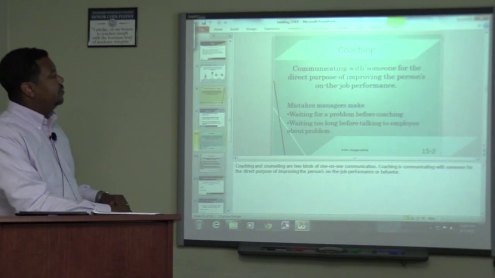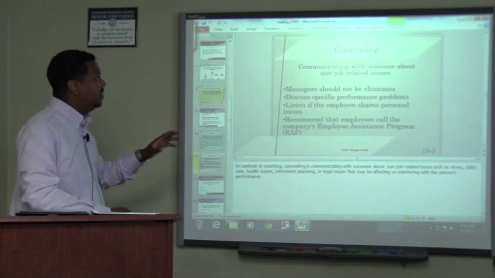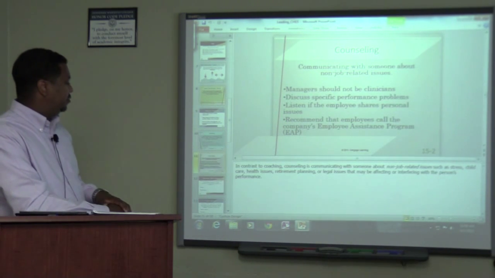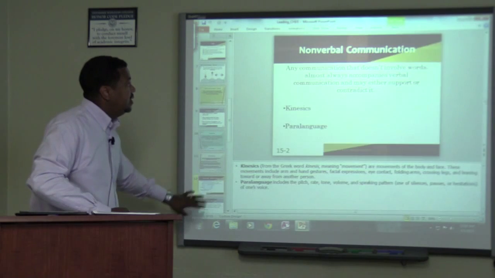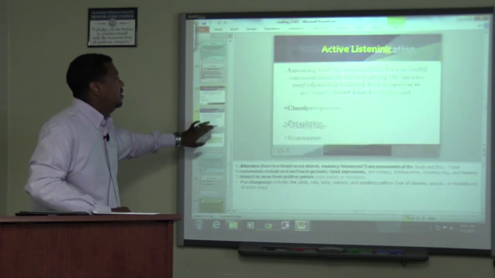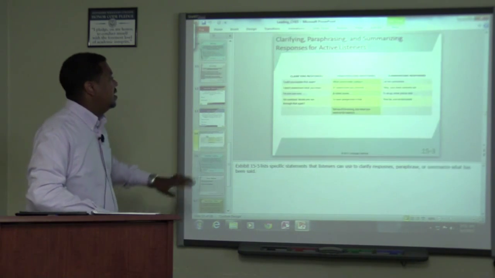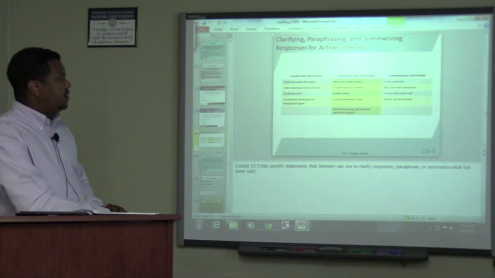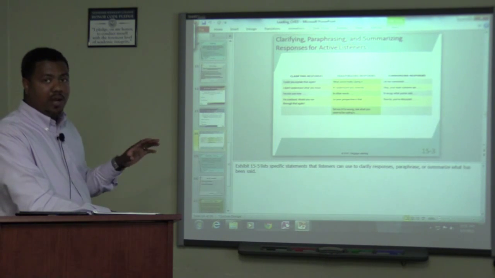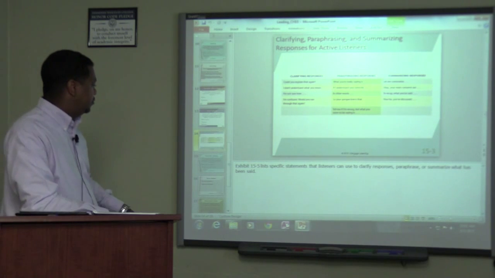Other ways to think about this process of communication is making sure that you're using coaching within your organization, or maybe counseling when dealing with employees that are having difficult issues as well. And also thinking about the importance of using active listening within our organization, that you're clarifying, paraphrasing, and summarizing responses when you're engaging in those conversations with employees as well.